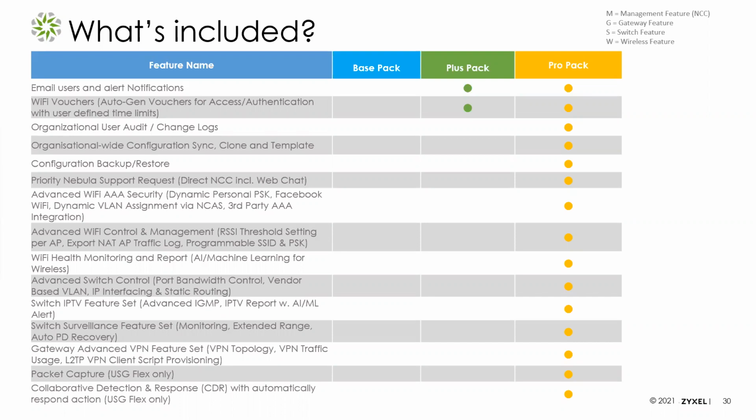So with Nebula, you've essentially got 3 options here when managing your Nebula site. You have access to the free version of Nebula, the Plus pack, or the Pro pack. So those are the 3 different levels of features that you can have in the Nebula cloud. Base pack is free. Plus and Pro Pack are subscription based, and so you need to buy a license for each device. And that's done on a customer basis or an organization basis.